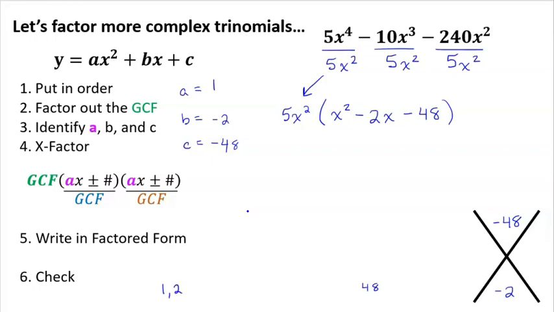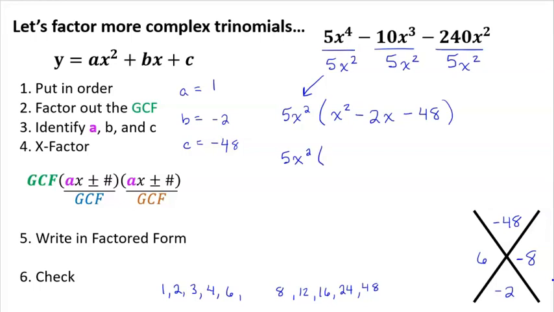And then we've got 2 and 24. We've got 3 and 16. These are going to be numbers that are super close together, right? So we've got 4 and 12. 5 doesn't go into 48, but 6 does. 6 times 8 gives me 48, and that can give me a negative 2. So I have 6 and 8. And then 6 minus 8 gives me that negative 2. And so a lot more manageable than we thought.